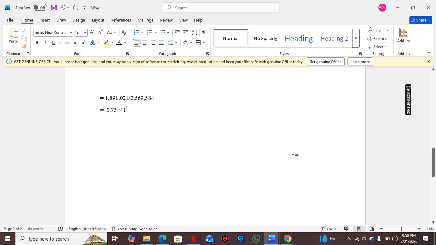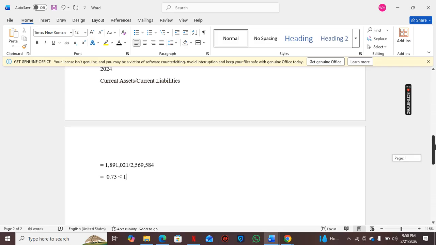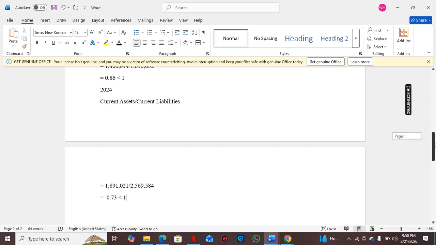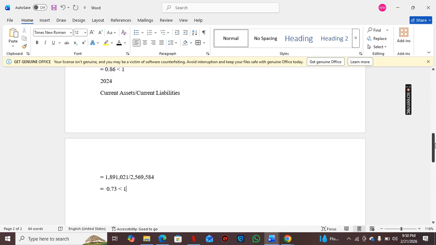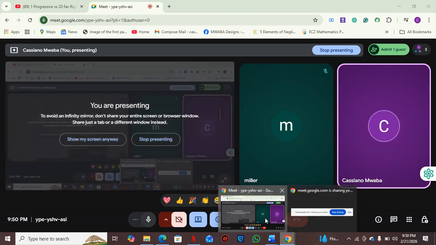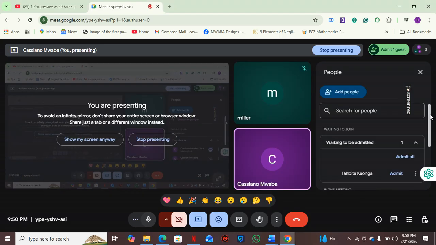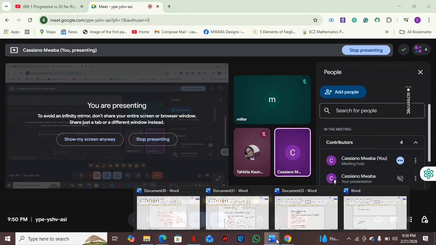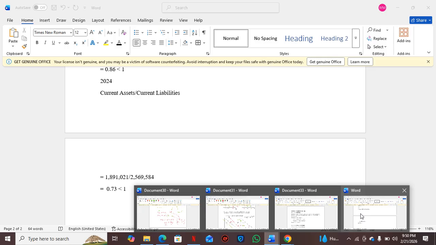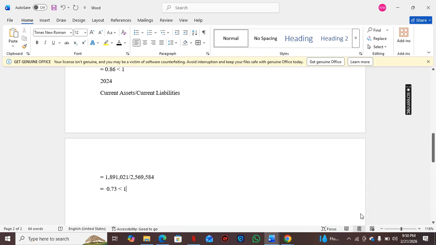So this is bad. This is not good. Meaning even with all the cash that you have, all the inventory that you have, all the trade receivables that you have, you're not going to be able to take care of your current liabilities. That is the current ratio.